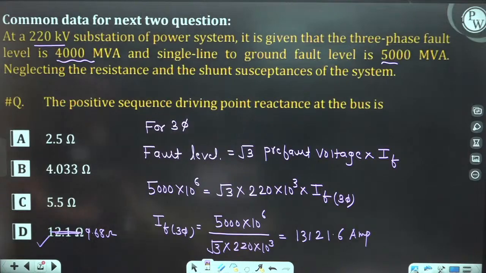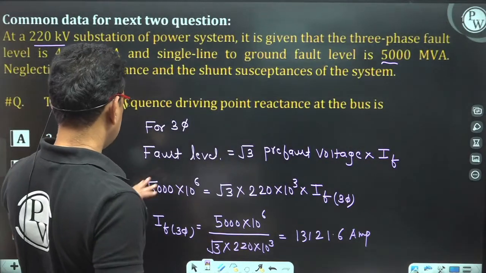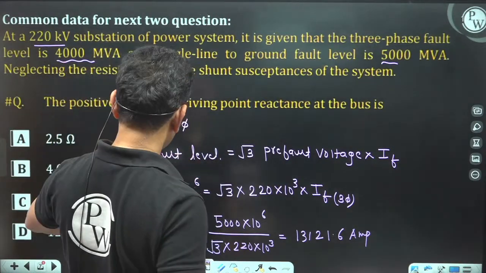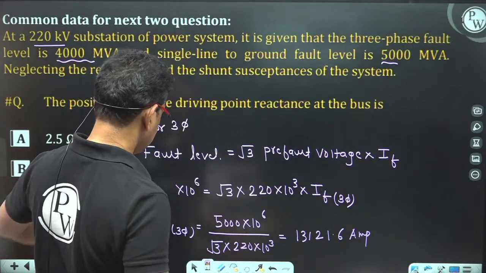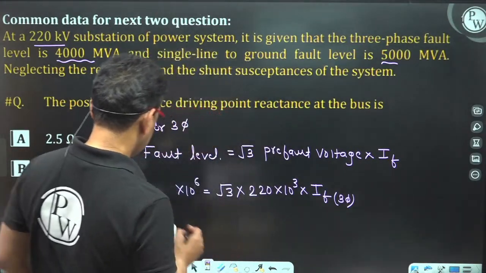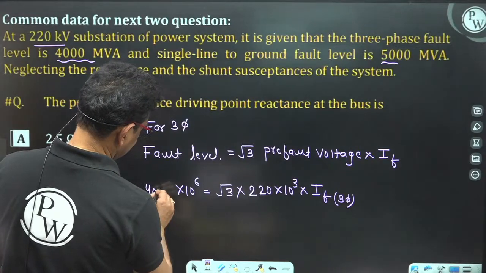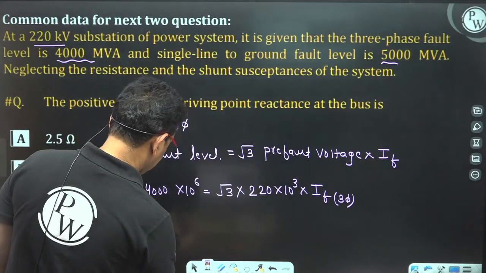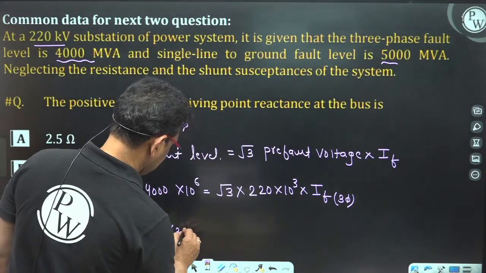Sorry, we have made one mistake here. The fault level for the three-phase fault is 4000. So take it as 4000 and repeat this question. It was 4000. Clear?